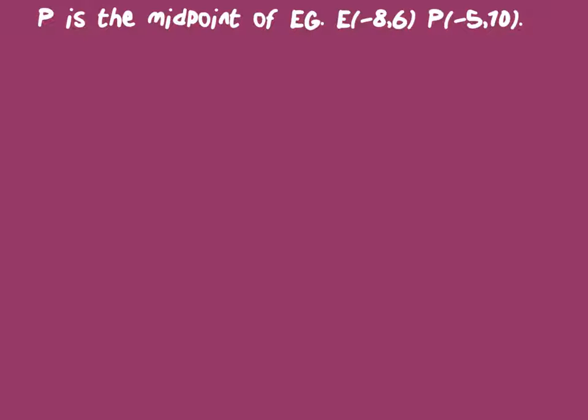Here's one that you're going to try to tackle on your own. You're given that P is the midpoint of line segment EG. E has coordinates of negative 8, 6, and the midpoint P has the coordinates of negative 5, 10. By following the same method that we just did, you need to find the coordinates of G. So pause this video, work it out just like we did the last one, and unpause it when you want the answer.